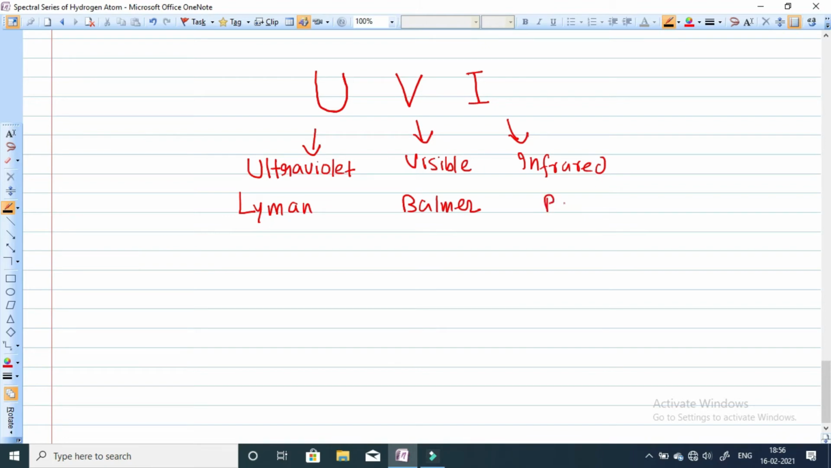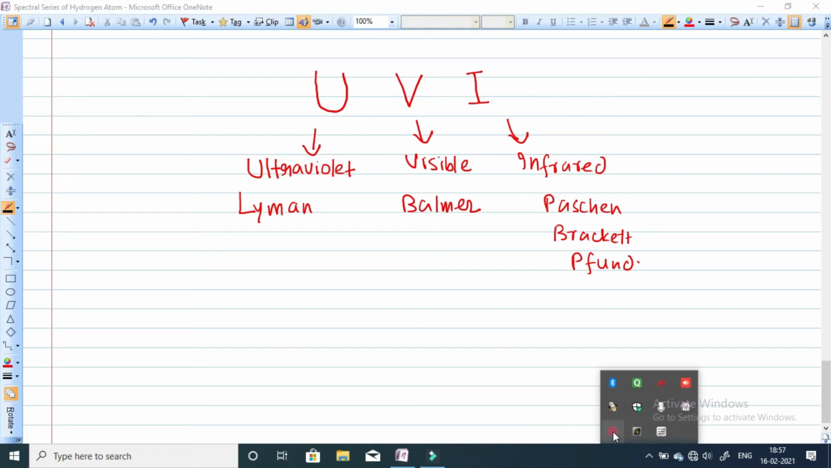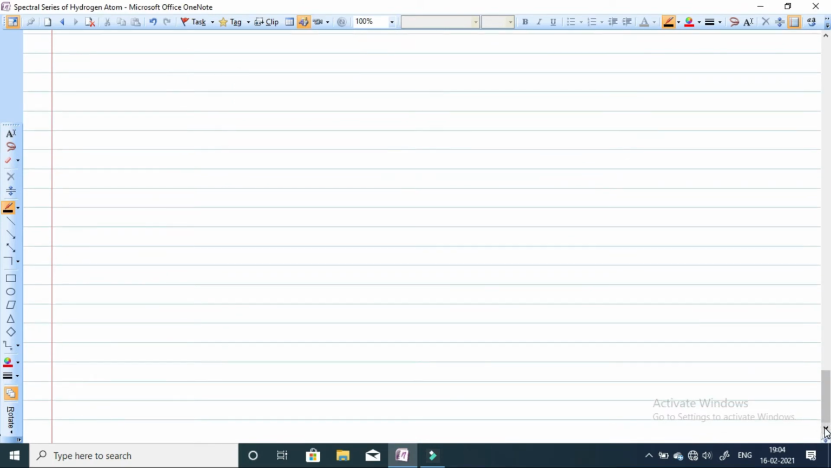Balmer, after Balmer, Paschen, Brackett, and Pfund. You can remember it like this, or you can develop your own technique to remember this, because it is very, very important. Now we will see the pictorial representation of this series. So our next topic is the energy level diagram.